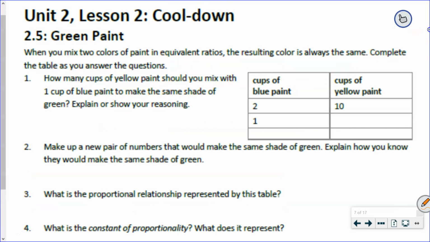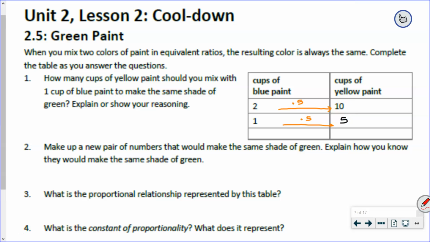How does the 2 change to become a 10? Good, Cambry. We multiply by 5. So what should I be doing here with this 1? Who have I not called on yet? Alexi. Multiply by 5. And 1 times 5, we don't even need our calculators for that. 1 times 5 is 5.